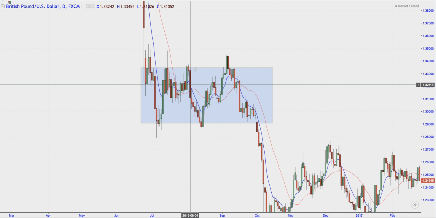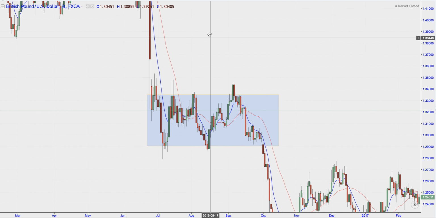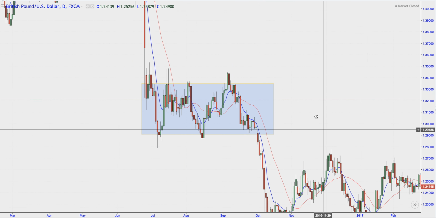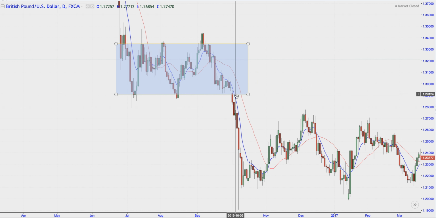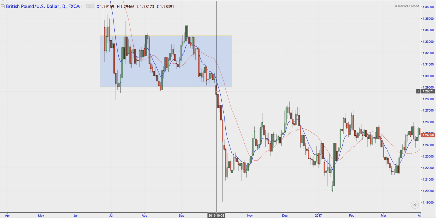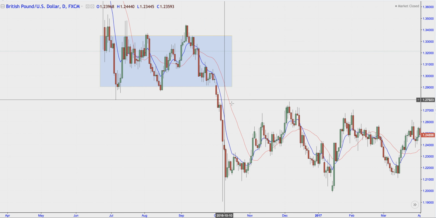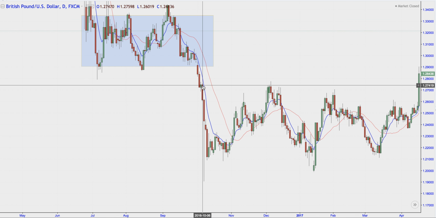Now after that, I do believe the dust wasn't really settled from this Brexit move, and after consolidating for some time, we fell through and broke that 1.2900 support. I believe this was from jitters from the Brexit, from investors losing faith in the pound, so that led us all the way down and plummeted another 200 to 300 pips.